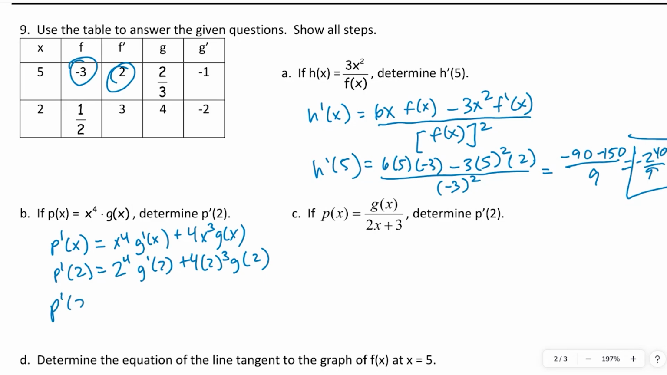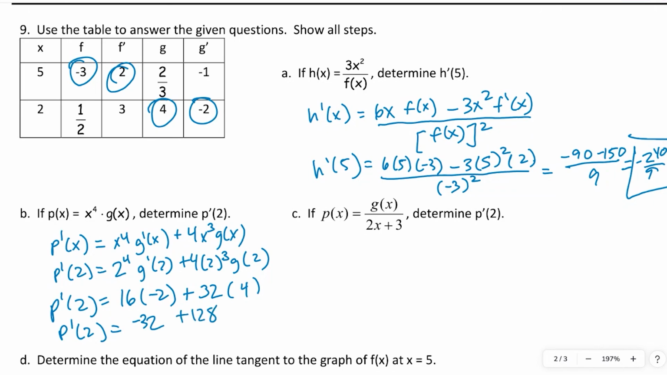And just start evaluating. So we got 2 to the 4th, which is 16. So this is 16 times g prime of 2, which is negative 2. We can see that here. So we got negative 2 times 16, so 16 times negative 2, plus 4 times 2 cubed, which is 8. And 8 times 4 is 32, times g of 2, which we see right here is 4. So this is going to be negative 32 plus 128. So we get the derivative of p at 2 is 96.